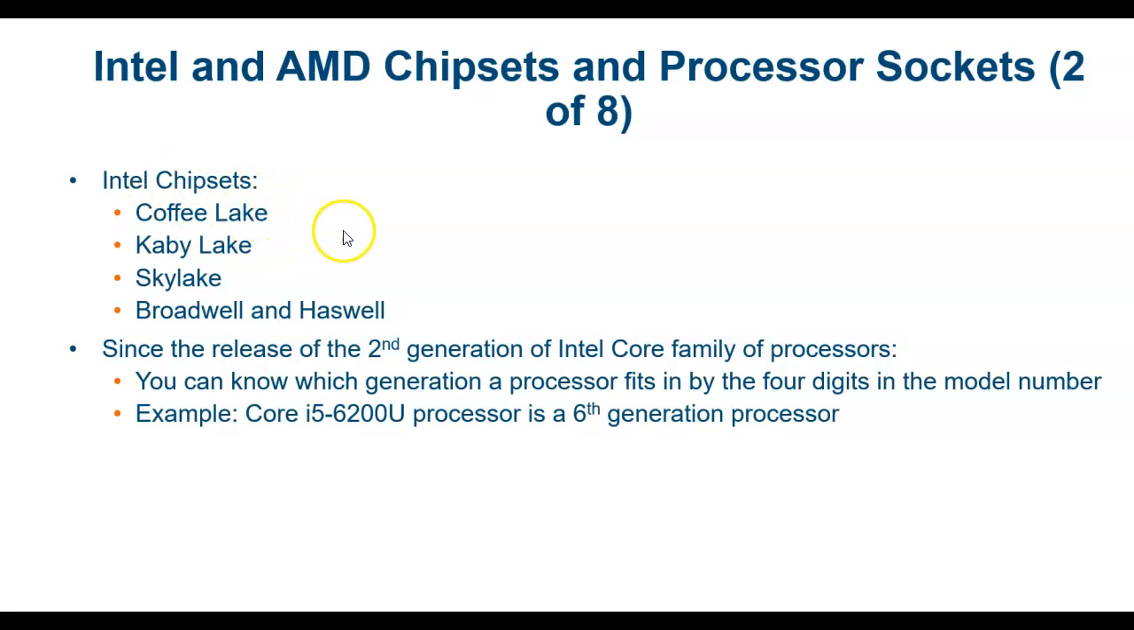Intel chipset names are Coffee Lake, Kaby Lake, Skylake, Broadwell, and Haswell. Since the release of the second generation of Intel processors, you can know which generation a processor is by the 4 digits in the model number. Example: Core i5-6200U is a 6th generation processor.